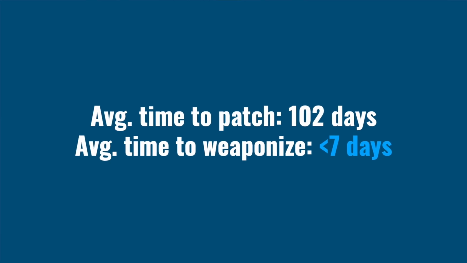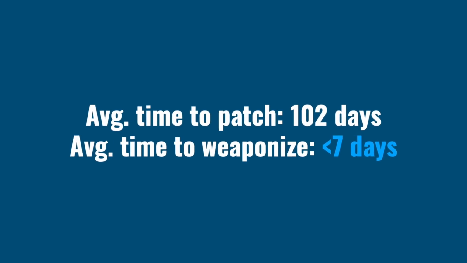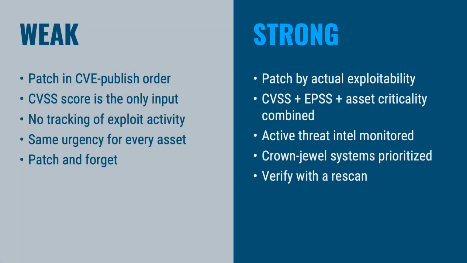That gap, from 102 days to patch it to under 7 days for the attackers to weaponize, it's the entire ballgame. WannaCry spread globally in 24 hours, exploiting a vulnerability Microsoft had already patched 2 months earlier. The organizations that got hit were the ones that hadn't applied it.